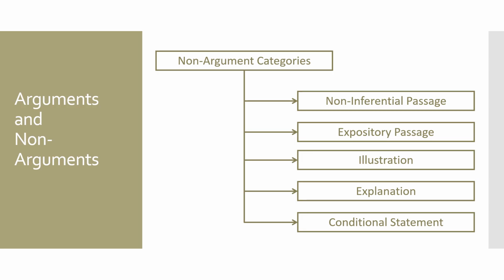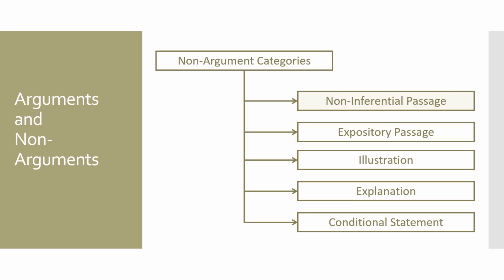So the way we're going to approach this, following the book, is essentially to wade through different non-argumentative categories. And the goal here is to define these things, to understand what they are, and in particular, why they are not arguments. So here's a short list. We have non-inferential passages, expository passages, illustrations, explanations, and conditional statements. And for our purposes, the bottom two are going to be very important for us, and we'll spend a little extra time on each of those.